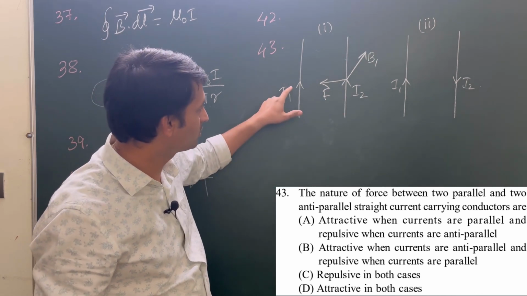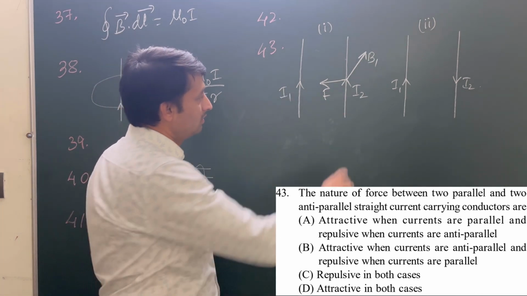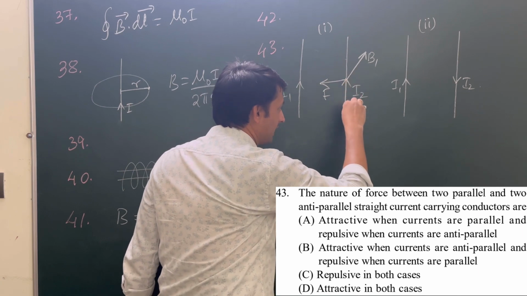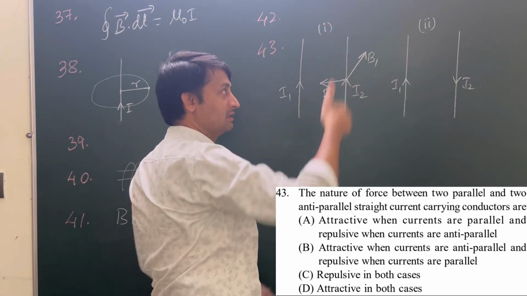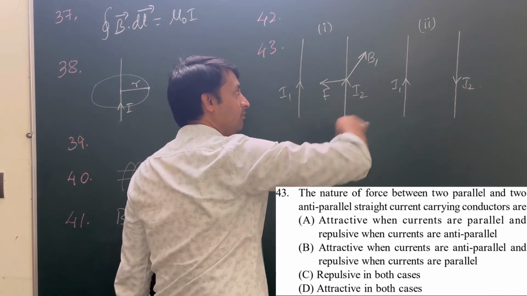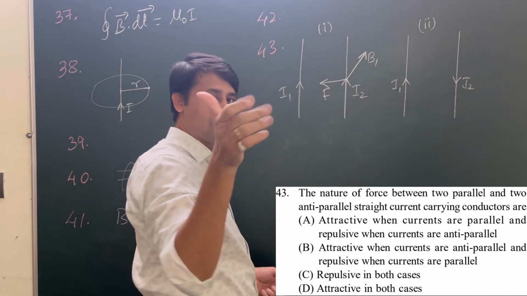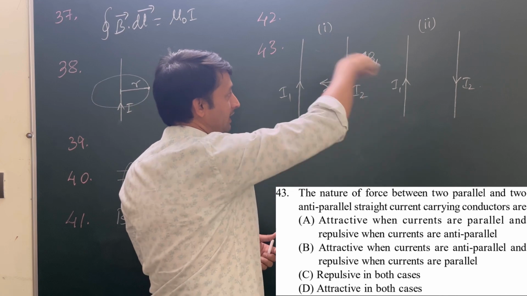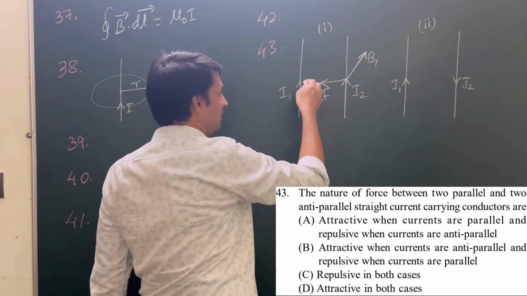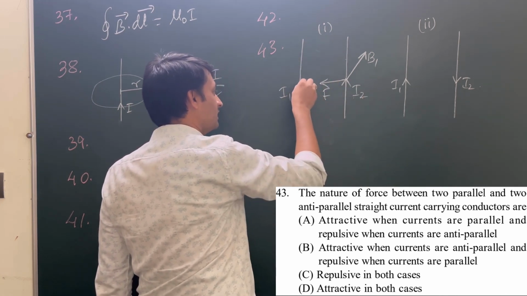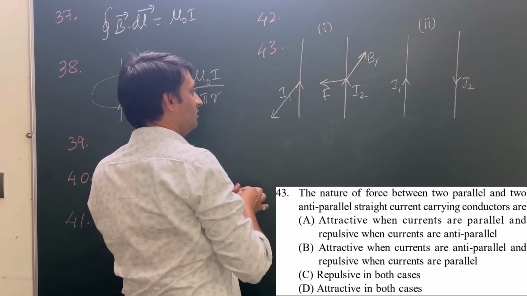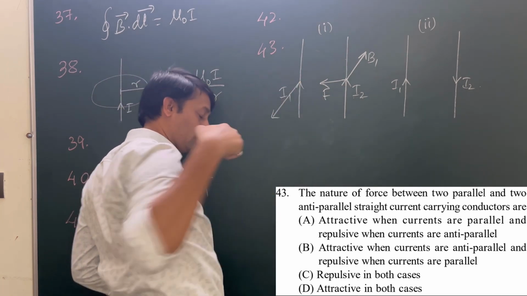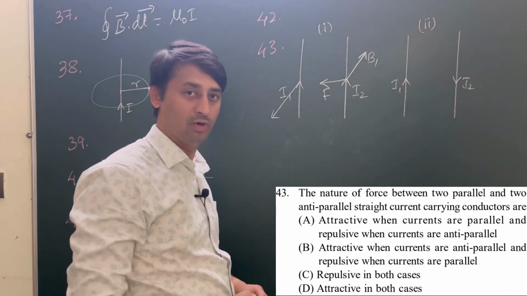Now we find out the force on the first conductor. The second conductor is carrying the current I2. The current is in the upward direction, so the magnetic field will be in this direction. With the curled fingers, we get the magnetic field here, outwards, towards the outside of the board.